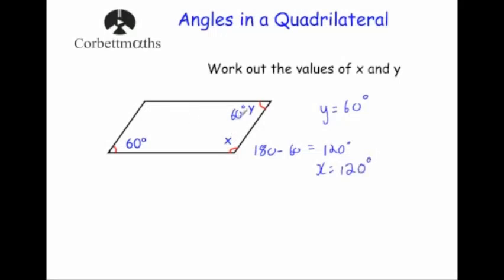Also, we could have added together the 60 and the 60, which was 120, taken that away from 360, and then halved it, and that would have given us the angles for x as well. Okay, so that's a parallelogram.